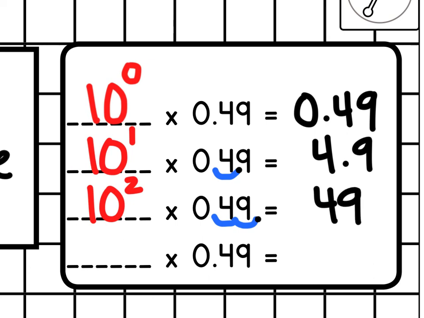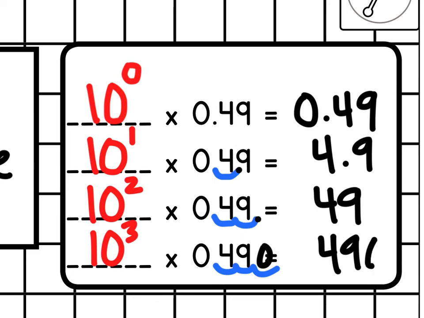I don't need to put the decimal at the end. Lastly, I have 10 to the third power. The 3 tells me to move the decimal 3 times. 1, 2, 3. In the blank space, remember to put a 0. And my answer is 490. Okay?